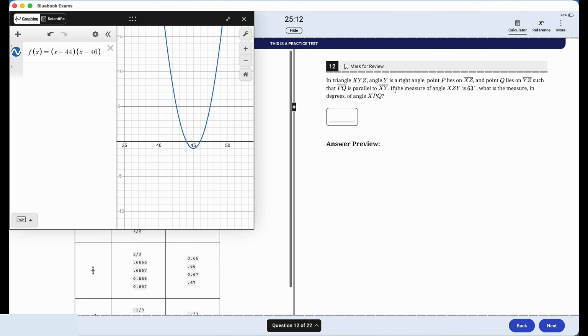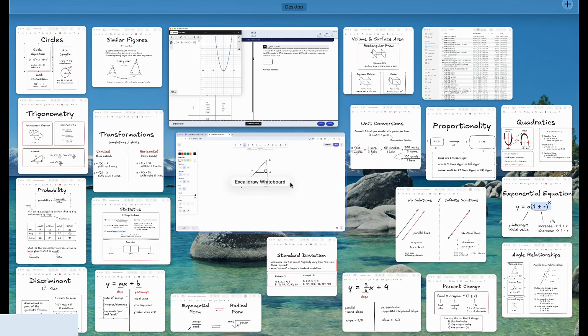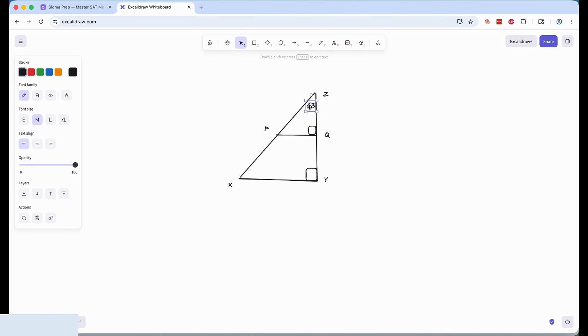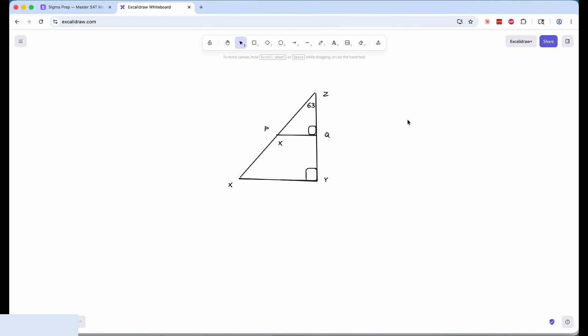It tells us the measure of XZY is 63, and they want to know XPQ. So let's take a look at that. XZY, so that's up here, right? So we can put 63 here. Let me move that down. And then they want us to figure out this one, XPQ, right? So I'll mark that with X. So this is pretty simple.